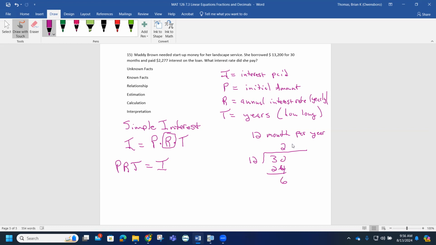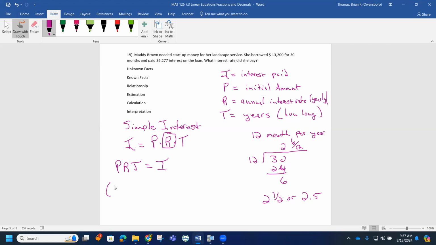So that's going to be 2 and 6/12. But 6/12 is a half, so it's 2.5. Really, a half is better as a decimal in this situation. So 30 months is actually 2.5 years. So the unknown factor is going to be the R, and the P and the T are going to be the known.